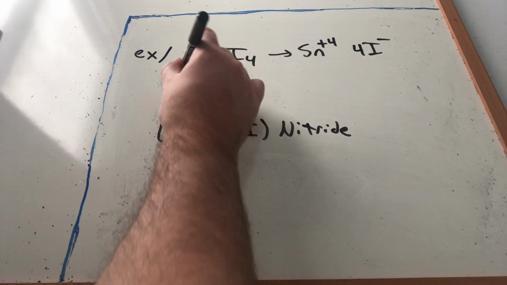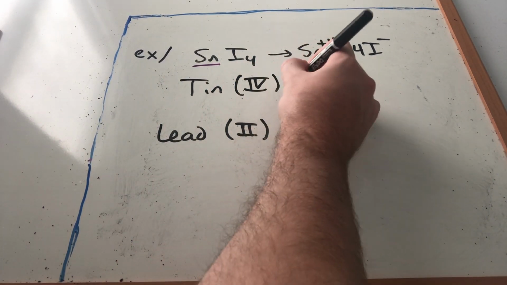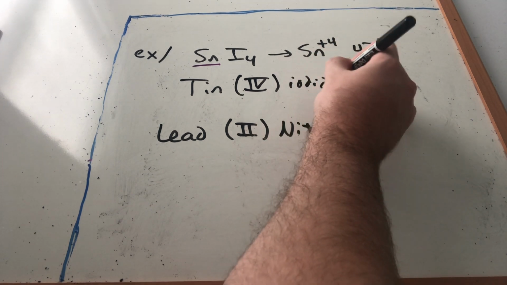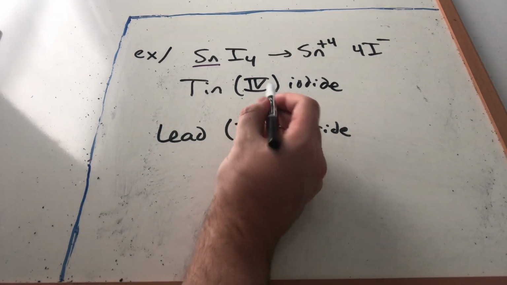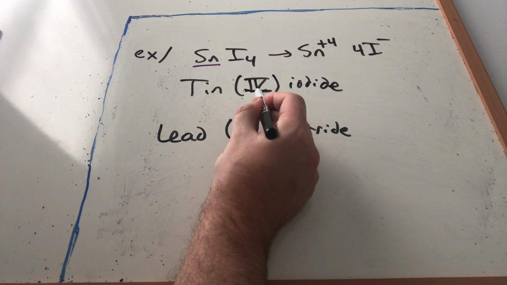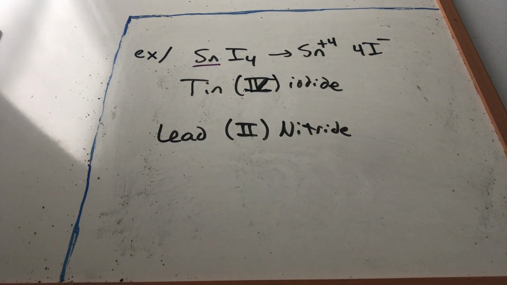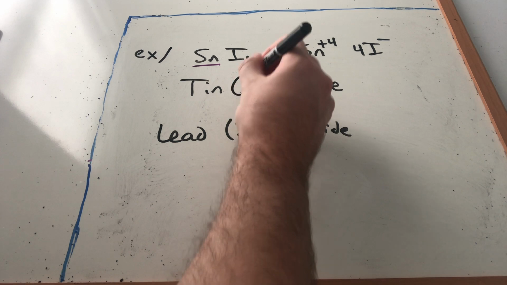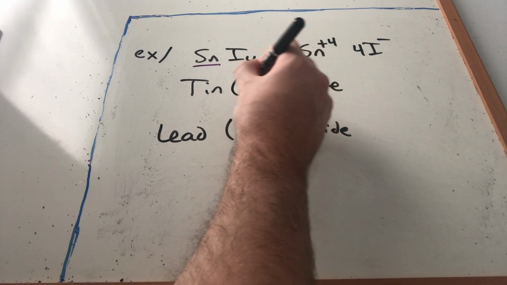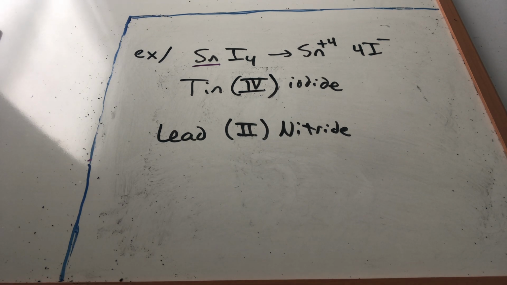So then this must be tin(IV) iodide. Again, we include the actual charge in the name because tin is treated like a transition metal. Let me write that Roman numeral again. Tin(IV) iodide.